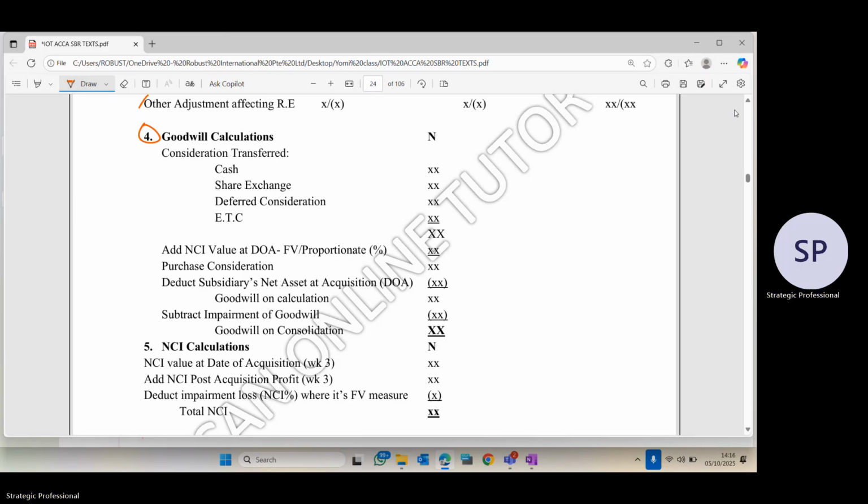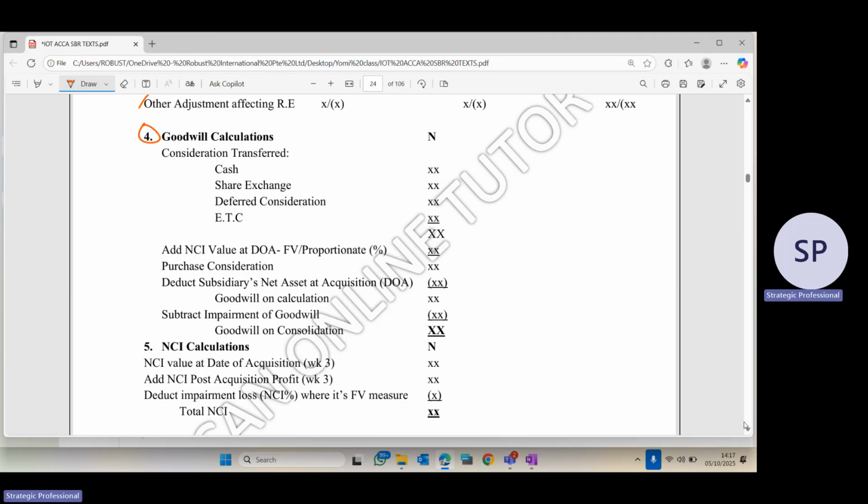Then, purchase consideration is what we are going to get after adding our NCI value to the consideration transferred. Then we are going to deduct the subsidiary net asset at acquisition. Then we have our goodwill calculation. If there's any impairment, we are going to be deducting it there. Then we will get our goodwill on consolidation.